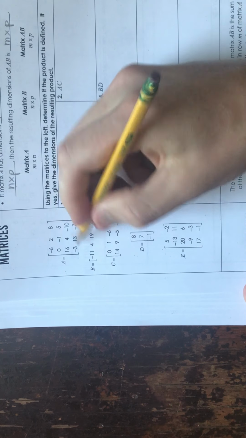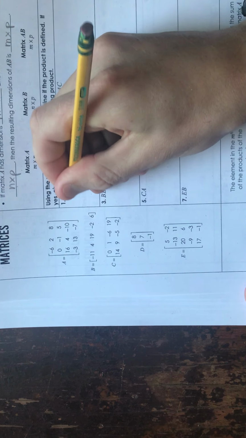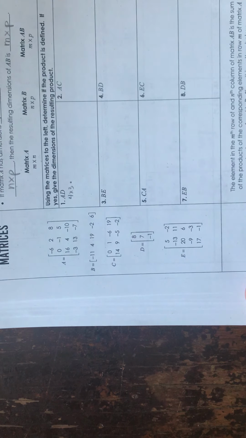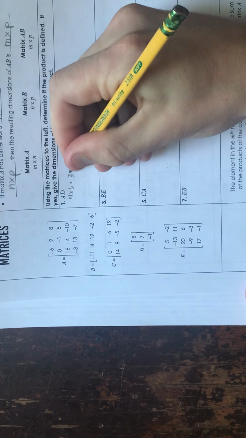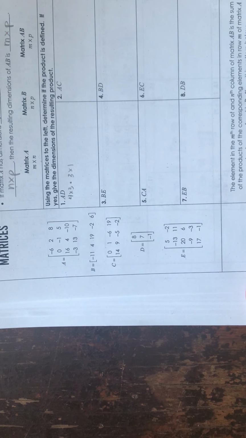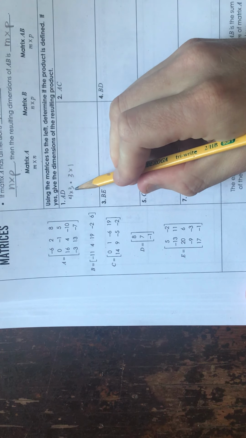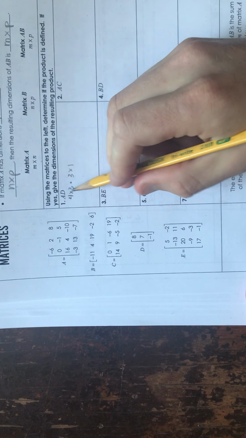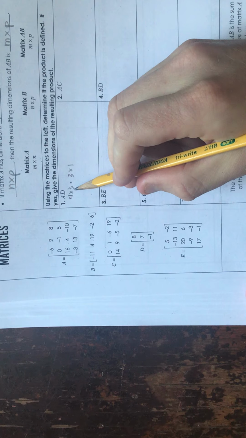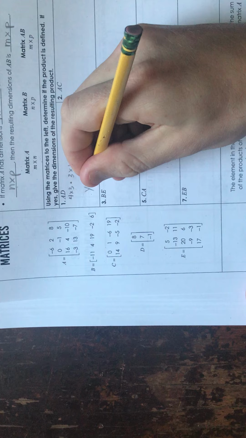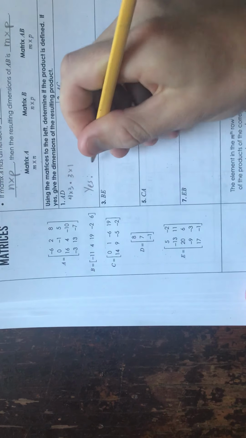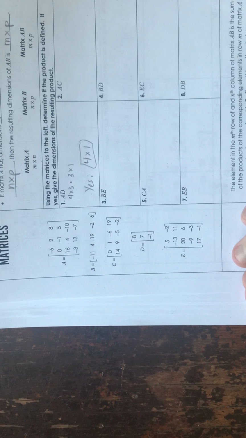Okay, if we look at A, we have a 4 by 3 matrix, right? And we're trying to multiply that by D, which is a 3 by 1. We have to check whether the columns of matrix A match up with the rows here, and as you can tell they do, so we're able to multiply them and get a 4 by 1 matrix as our answer. That's all we're doing for these. We're not actually doing the multiplication yet, we're just deciding whether we can.